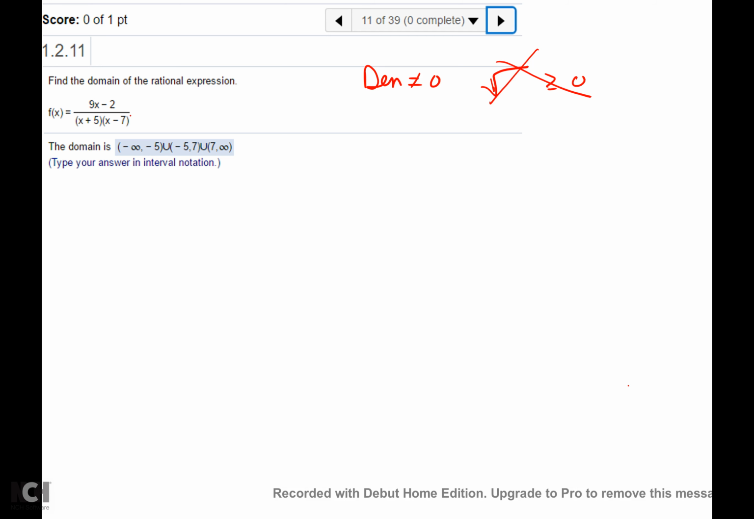But I do have denominators, so I have to say, Mr. Denominator, you may never equal 0. If I solve that, that says x plus 5 can never equal 0, and the other one says x minus 7 may never equal 0. So this says x may never equal negative 5, and this says x may never equal 7.